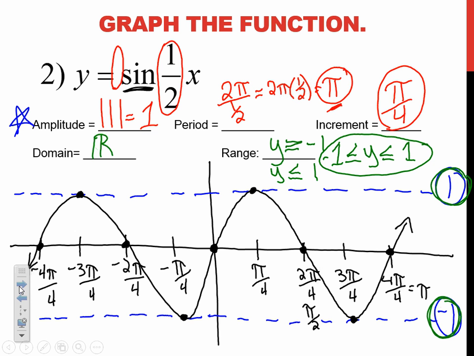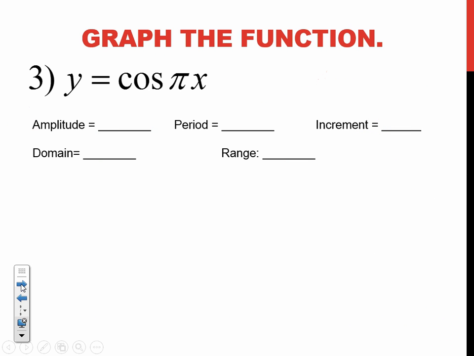All right, we're going to move on to our last example, so make sure we have this one in there, please. Here's our last example. We're going to do a cosine graph. Y equals cosine of pi times x.